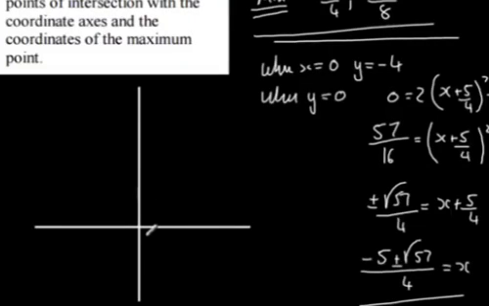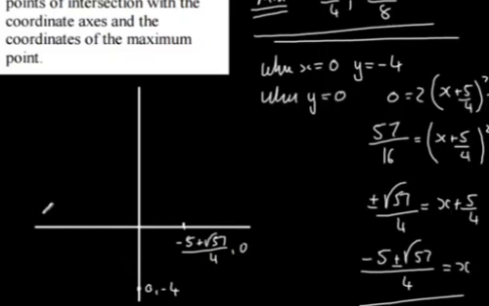So we've got this point right here, that's going to be 0, -4. So x is 0, y is -4. So what we've got here is the -5 plus about 7.5 over 4, which is going to put me somewhere just here. I'm going to write the exact value of -5 plus root 57 over 4, 0.